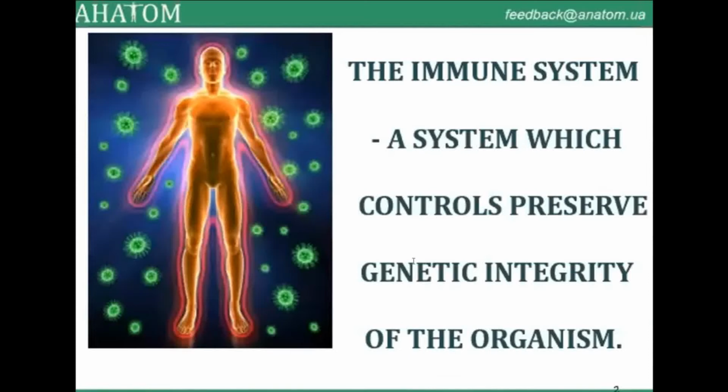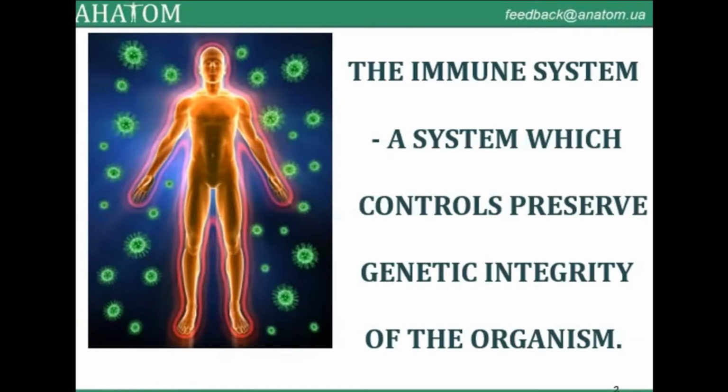The immune system controls the cytogenetic integrity of the organism, and you remember it's part of the integral system. The integral system includes the cardiovascular system, lymphoid system, and endocrine system. Today we speak about immune organs and the endocrine system, and after one week about the cardiovascular system, and totally it will be information about the integral system.